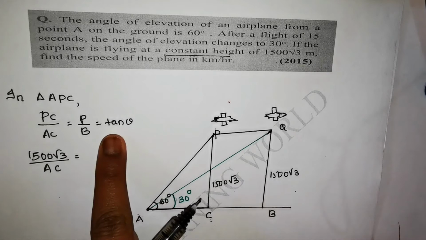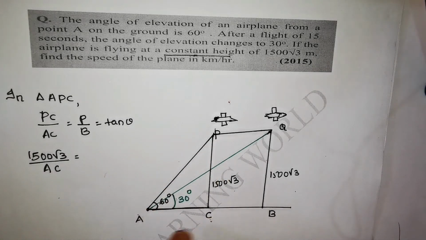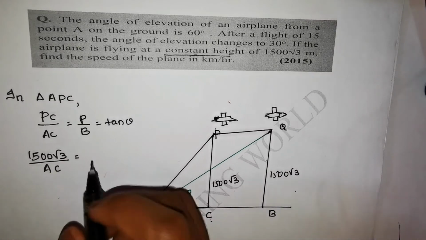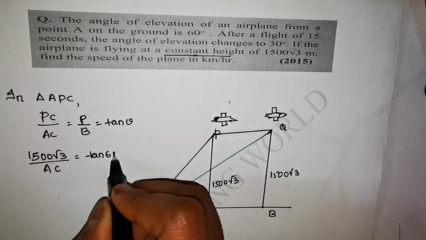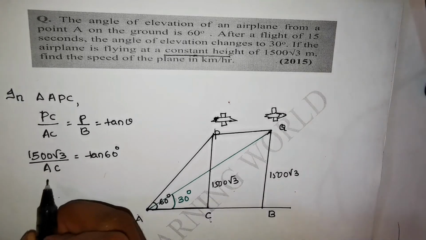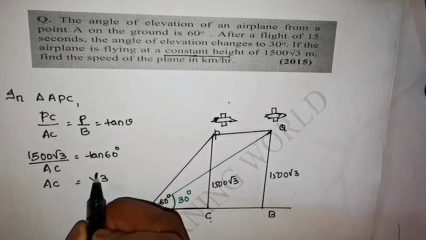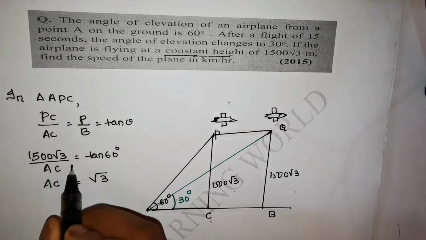Is equal to, what is the value of theta, students? In this particular triangle, the value of theta is 60 degree. Okay, so in this triangle PAC or APC, the value of theta is 60 degree. So that is tan 60 degree. So from here we can find the value of AC. So tan 60 degrees is root 3, students. So AC is root 3.